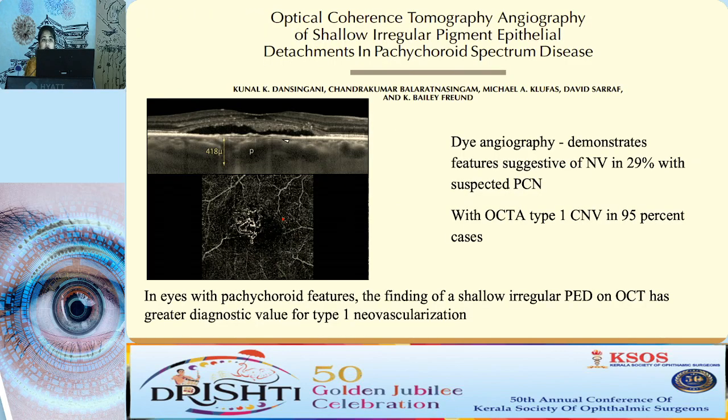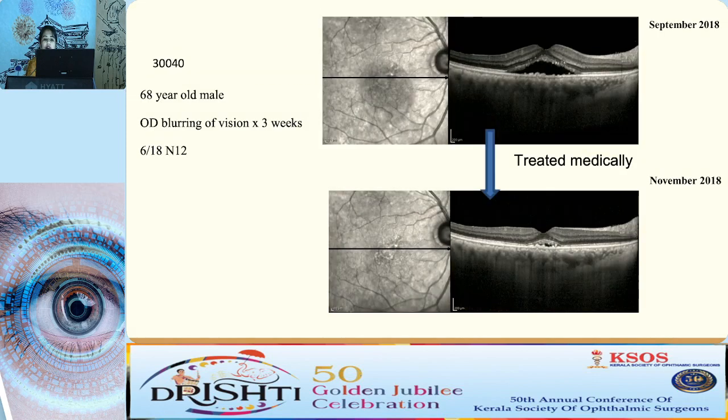This is another article published in AJO where they assessed shallow irregular PEDs in pachychoroid spectrum disease. They compared dye angiography and OCTA in finding out CNV, and they found that dye angiography many a times underestimates the presence of a neovascularization. In the study, neovascularization was found in only 29% of cases on dye angiography and in 95% of cases where OCTA was performed.